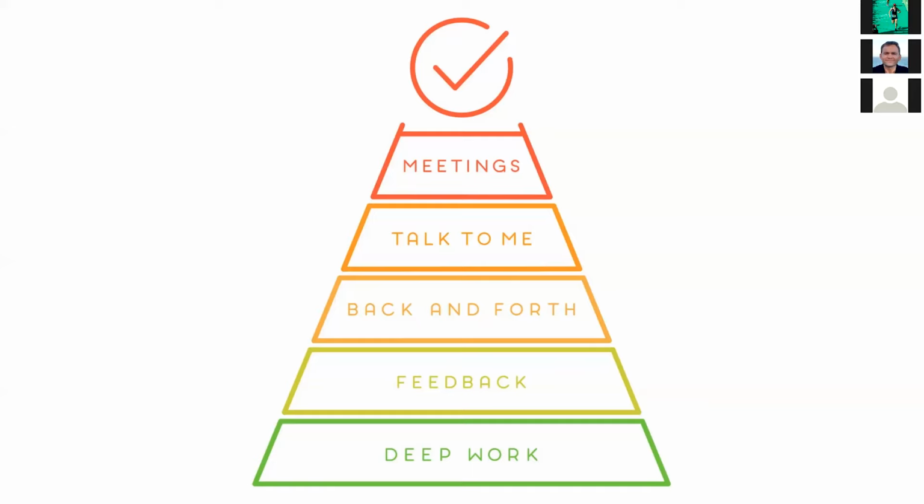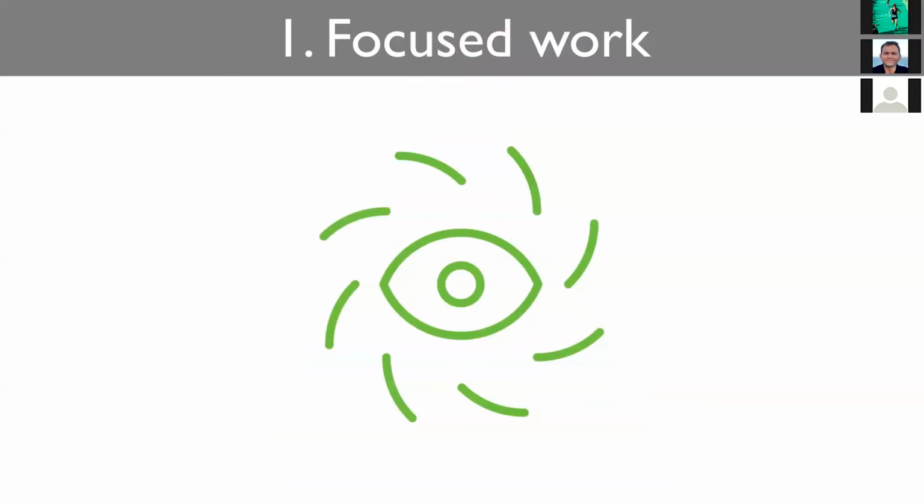There are more meetings and more chatting and more back and forth than feedback and deep work, which shouldn't be like that. In order for us to work productively in a team with others, we should first have deep work, then get feedback, then go to back and forth, then talk if we need to, and then, as the last resort, go with meetings. So this is our pyramid of communication, and we'll deal with each level a little bit deeper now. So let's start with level one, with deep work, focused work, uninterrupted work.